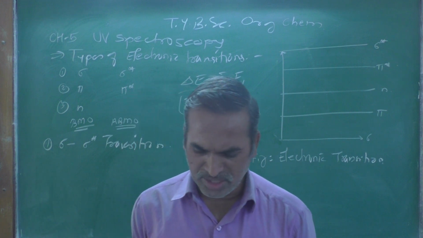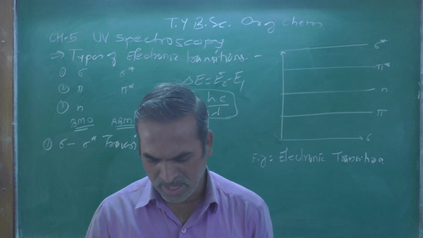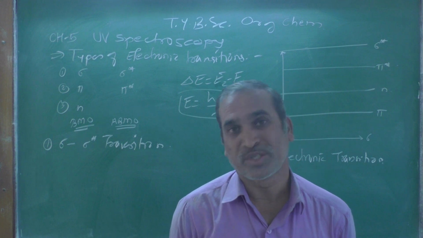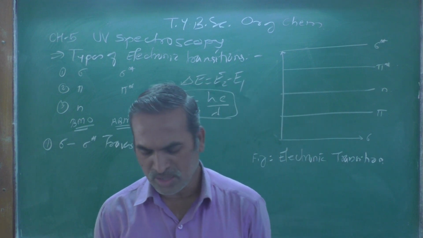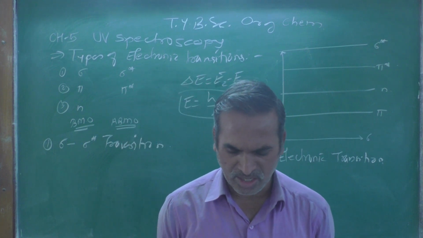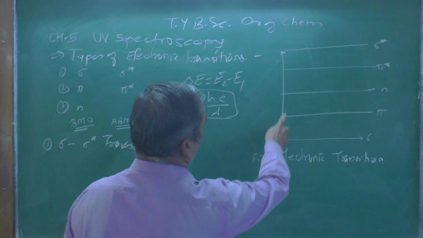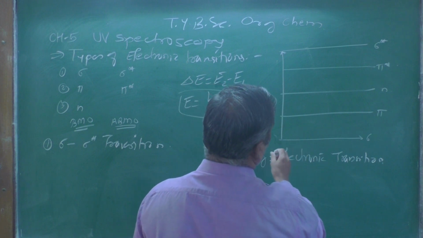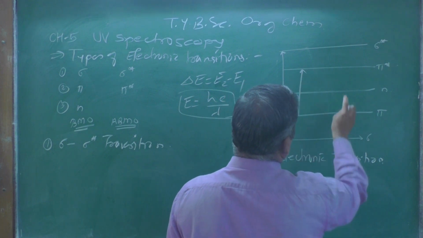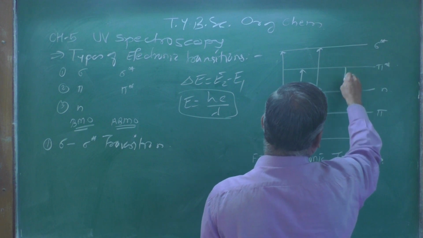And thus, by studying the ultraviolet spectrum lambda max, we can deduce the structure of an unknown compound. The relative energies for transitions are in the following order: sigma to sigma star, then pi to pi star, then non-bonding to sigma star, and non-bonding to pi star.